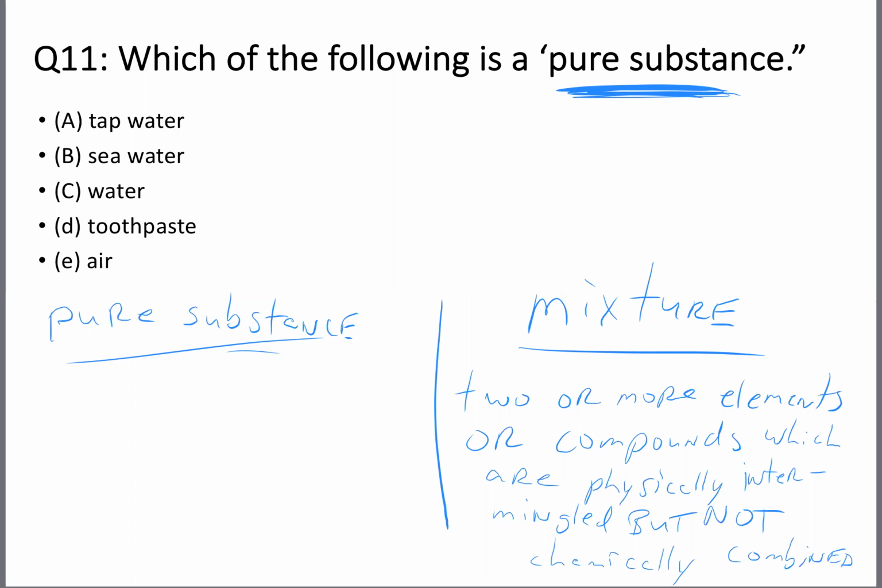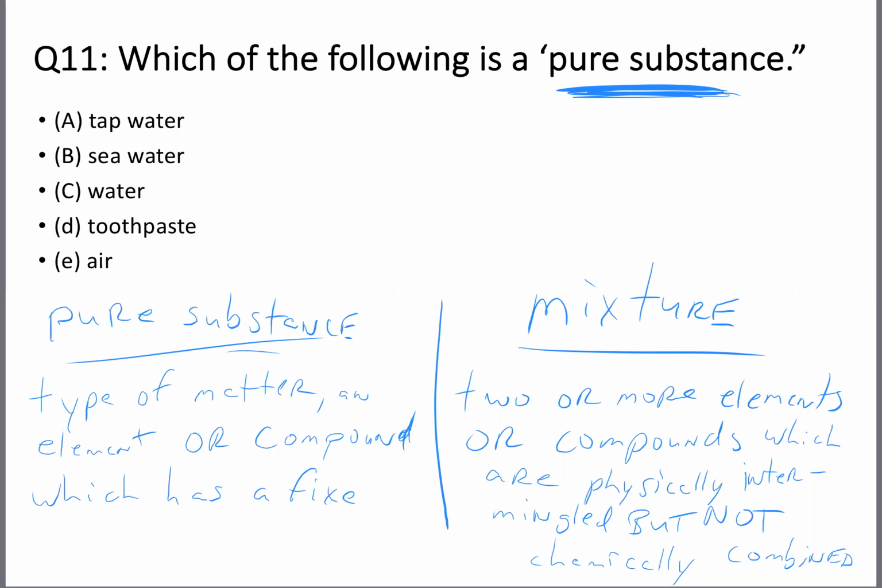That's a mixture. Now, a pure substance is a little bit different than that, okay? It's not gonna be the same thing. So what's different about the pure substance as it compares to a mixture, okay? Well, the pure substance is a type of matter or material. Could be an element, doesn't have to be though. So it can be an element or a compound, either or. We'll talk about the difference here in a second, just in case you're confused on that. Which has a fixed composition.